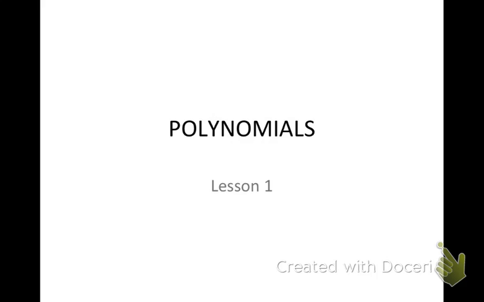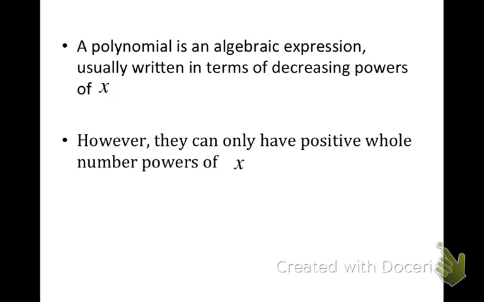So let's begin by considering what exactly a polynomial is. A polynomial is just an algebraic expression, and it's usually written in terms of decreasing powers of x. It doesn't have to be x, but that's our usual practice. You can only have positive whole number powers of x. So let's have a look at a couple of examples.